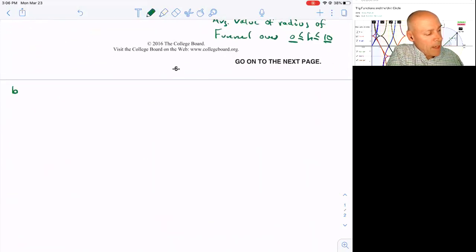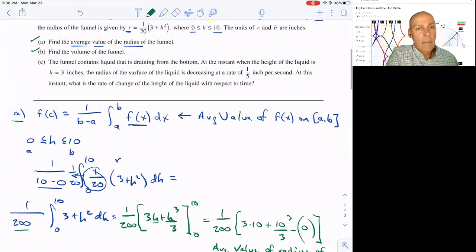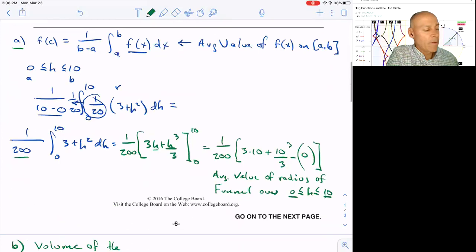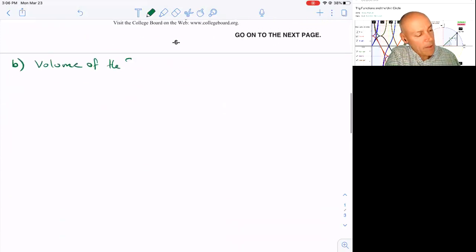So this is B, and we're looking for the volume of the cylinder. Sorry, volume of the funnel, not a cylinder. That would be a much easier problem. So the volume of our funnel.